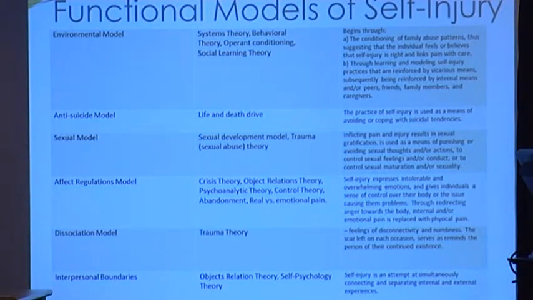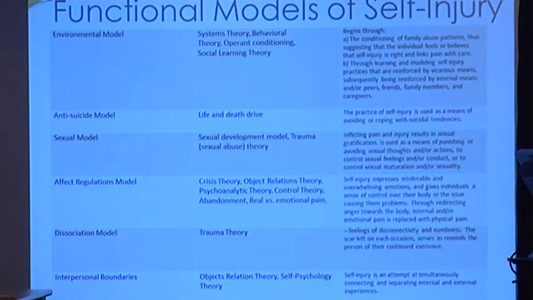Over the years, we have identified 7 different functional models of self-injury. We have the environmental model, which is based on family abuse and conditional learning. We have the anti-suicide model, that's a maladaptive coping strategy to avoid suicide tendencies that a person might have. We have the sexual model, which is quite simple. It refers to the pleasure that one hopes to get through that particular act.